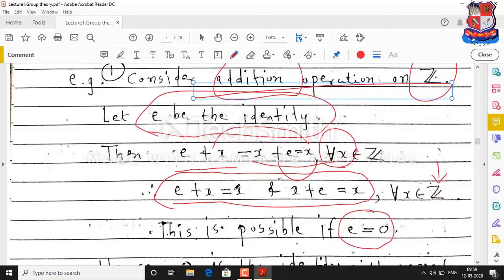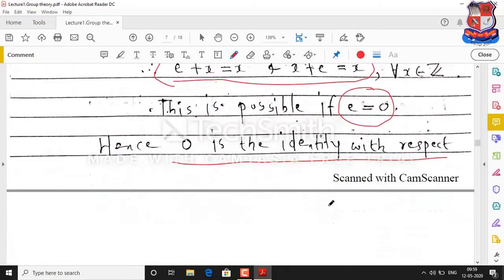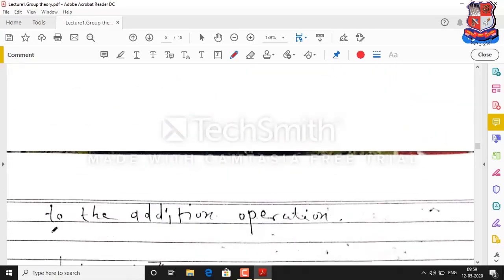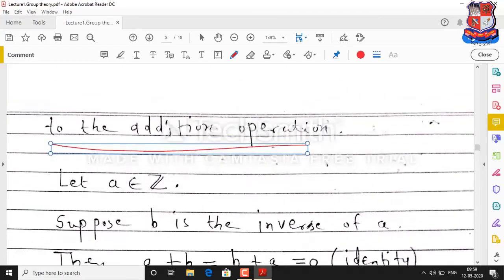So we know that 0 plus X equal to X and X plus 0 equal to X. So this is true for every X in Z. So E equal to 0 is the identity with respect to addition operation in this set of integers. Okay, so this is the way how we decide the identity.